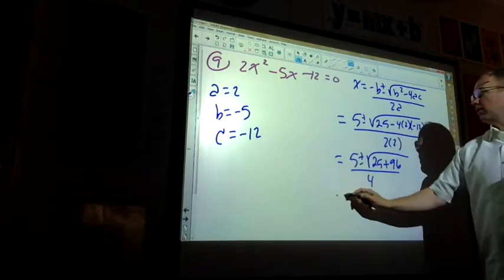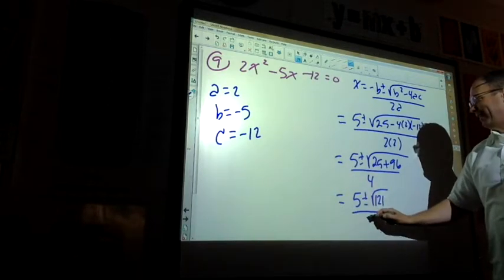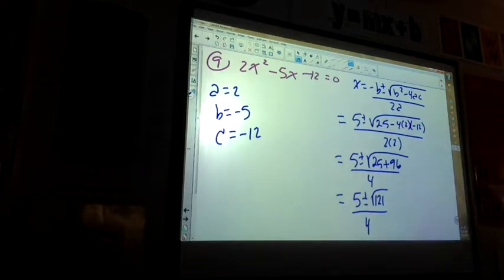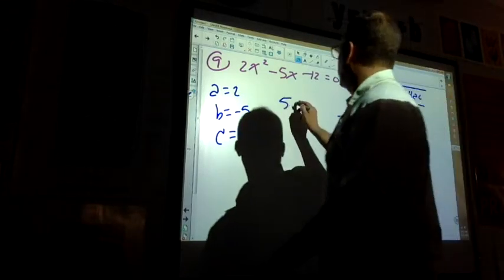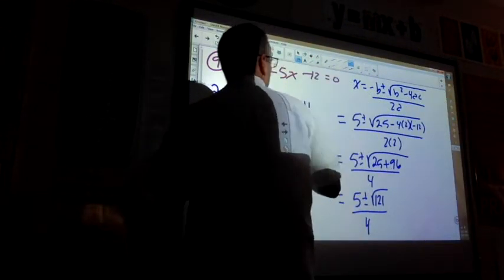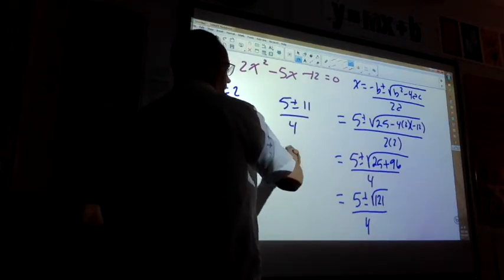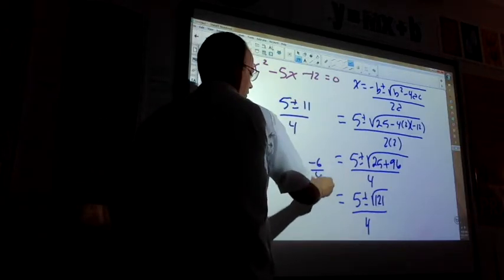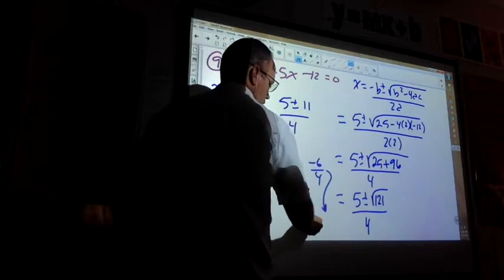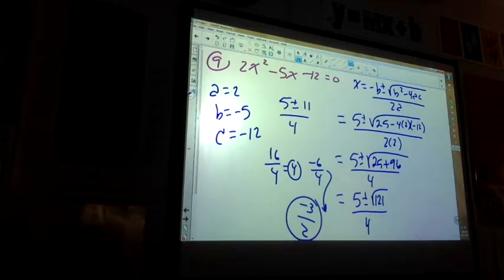Be quiet. Hey, am I done there? No. What's the square root of 121? 11. So I get 5 plus or minus 11 over 4. So 5 plus 11 is 16 over 4. 5 minus 11 is negative 6 over 4, so that'll reduce to negative 3 over 2. There's my two answers. I'm just telling you the other question that I didn't answer.